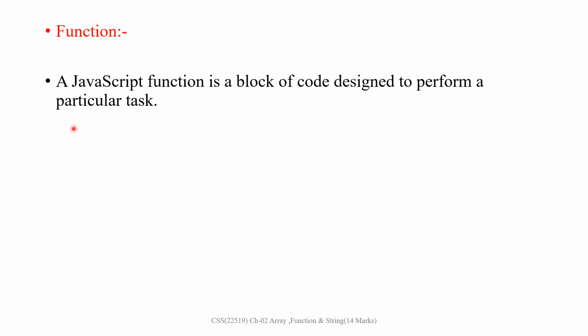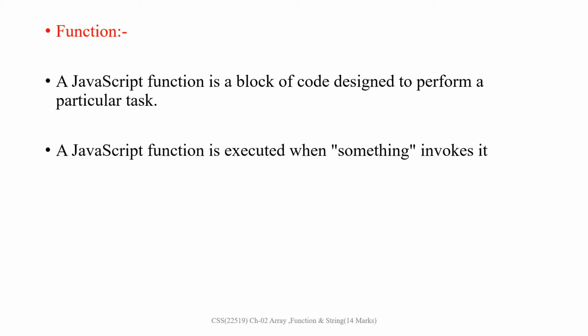So first we will see what a function is. A JavaScript function is a block of code designed to perform a particular task. A JavaScript function is executed when something invokes it, means calls it. The concept of the function is the same as in C, C++, Java and JavaScript. Means a function is a small piece of code in a program that can be used repeatedly for a long procedure. Now we will see the details.